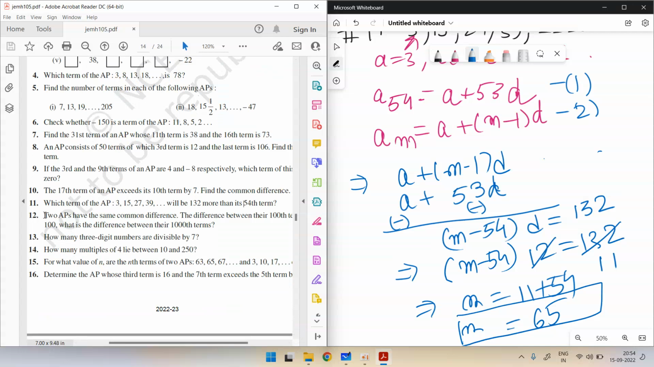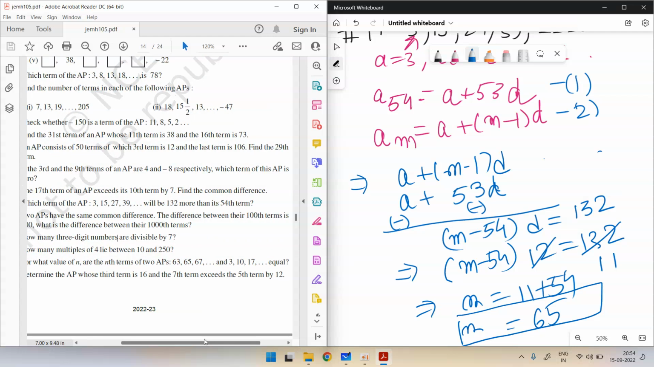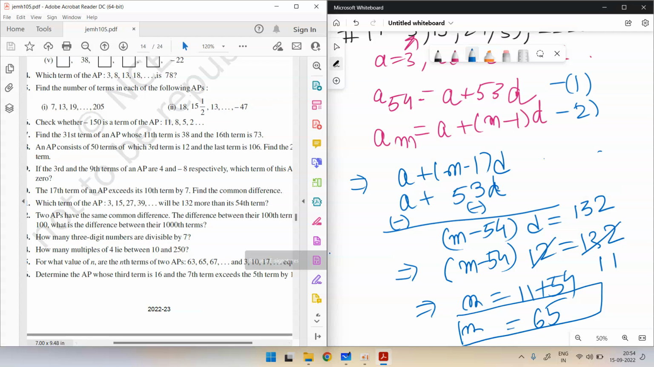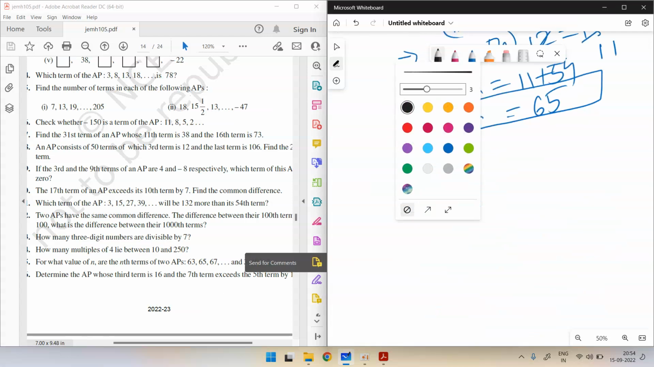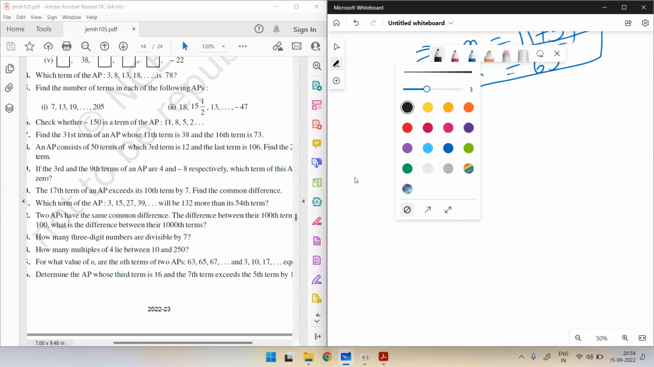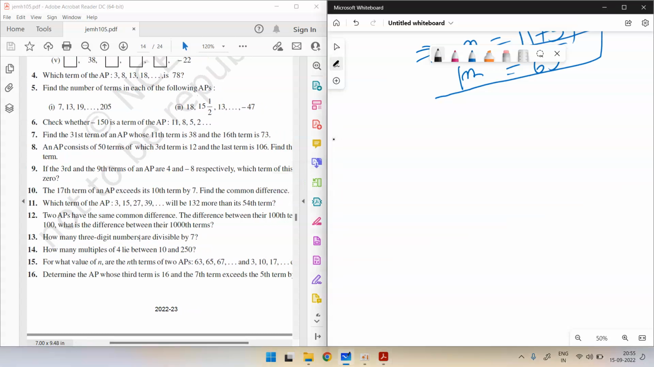Now the 12th question: two APs have the same common difference. This is a good question. The difference between their 100th terms is 100. What is the difference between their 1000th terms? You need to do some analysis. This is question number 12.